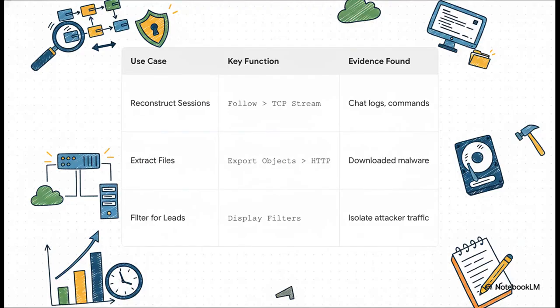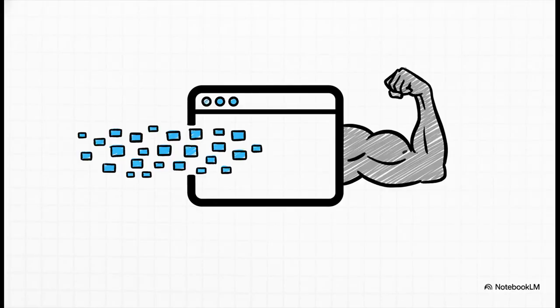And this is where it gets really cool, because this is how we turn all that raw data into actual evidence. You see a function like follow TCP stream? An investigator uses that to literally read a chat session or see the exact commands an attacker typed. It's like replaying a recording. Then you have export objects. That lets you pull a piece of malware or stolen data right out of the traffic itself. And the display filters? Well, that's how you find the needle in a massive digital haystack, isolating only the attacker's traffic from everything else.